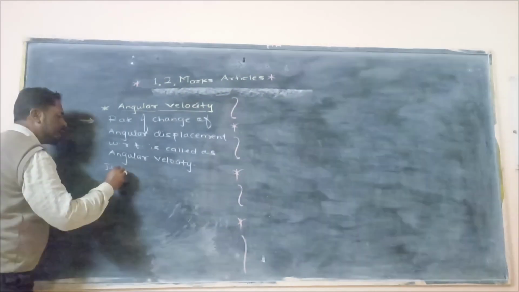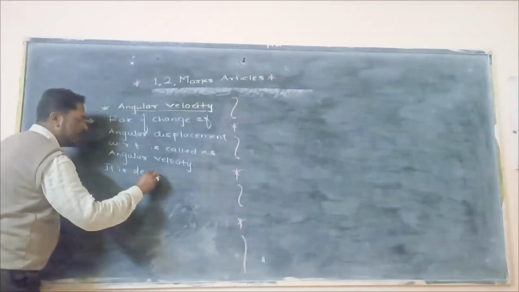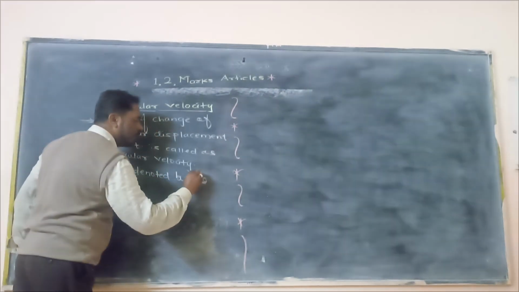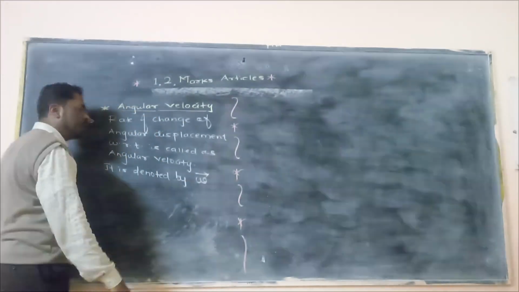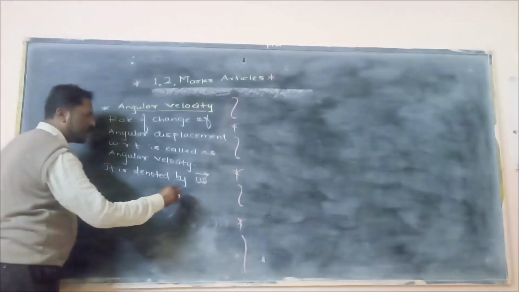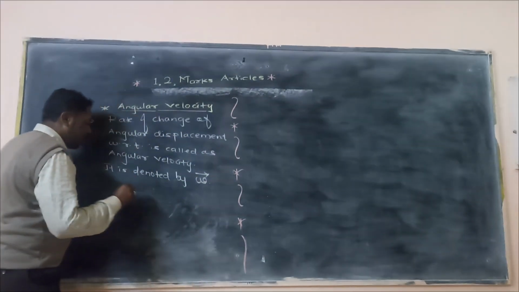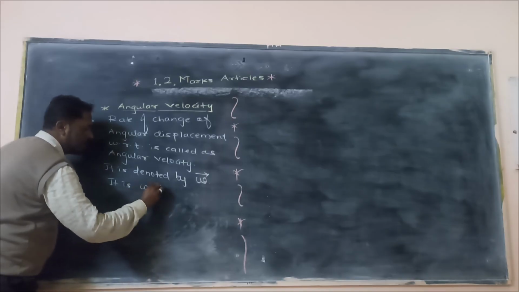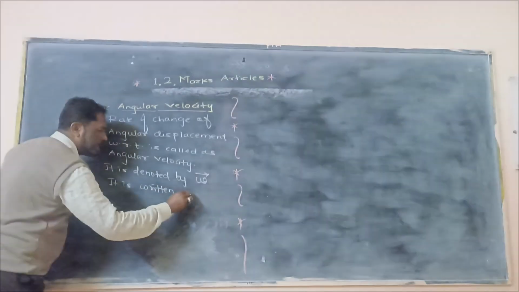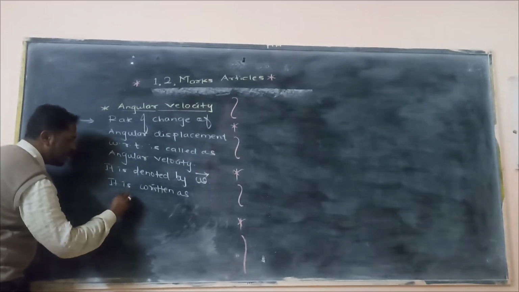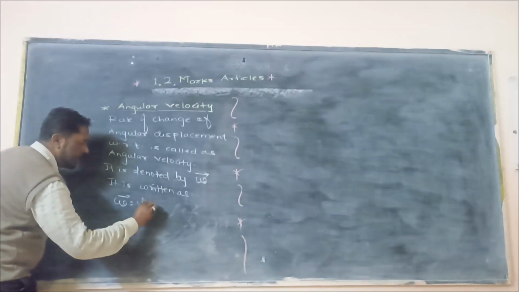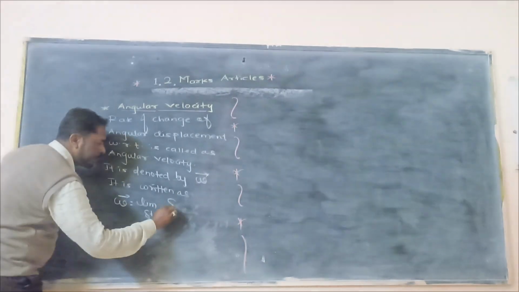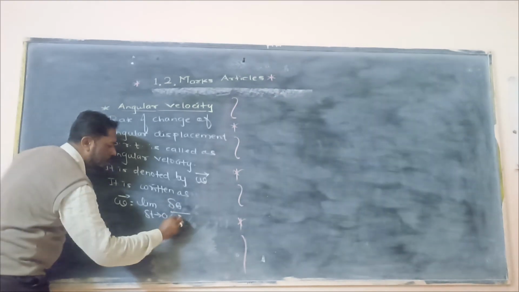It is denoted by the factor omega. It is written as omega equals the limit as delta t tends to 0 of delta theta upon delta t.